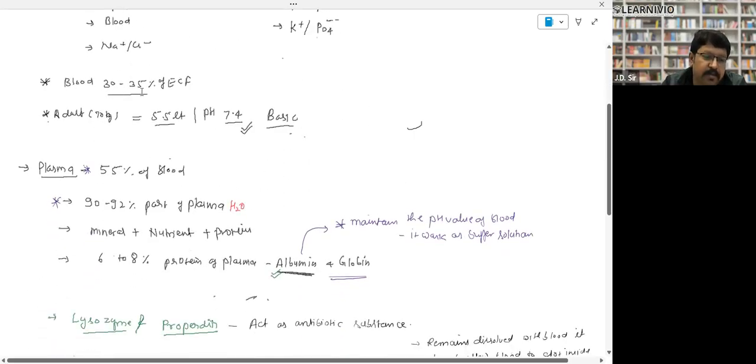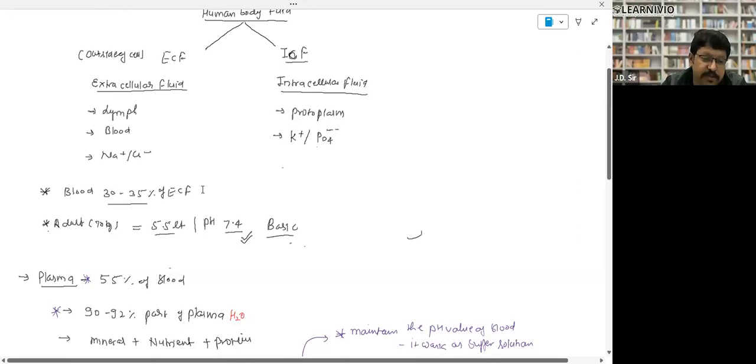Further, the blood makes 30 to 35% of ECF. So what is the rest? The rest part is the lymph, right? So 30 to 35% of the ECF is blood. An adult person of 70 kilogram has 5.5 liters of blood, with a pH value of 7.4. And from the pH itself, we can say that this is slightly basic in nature.